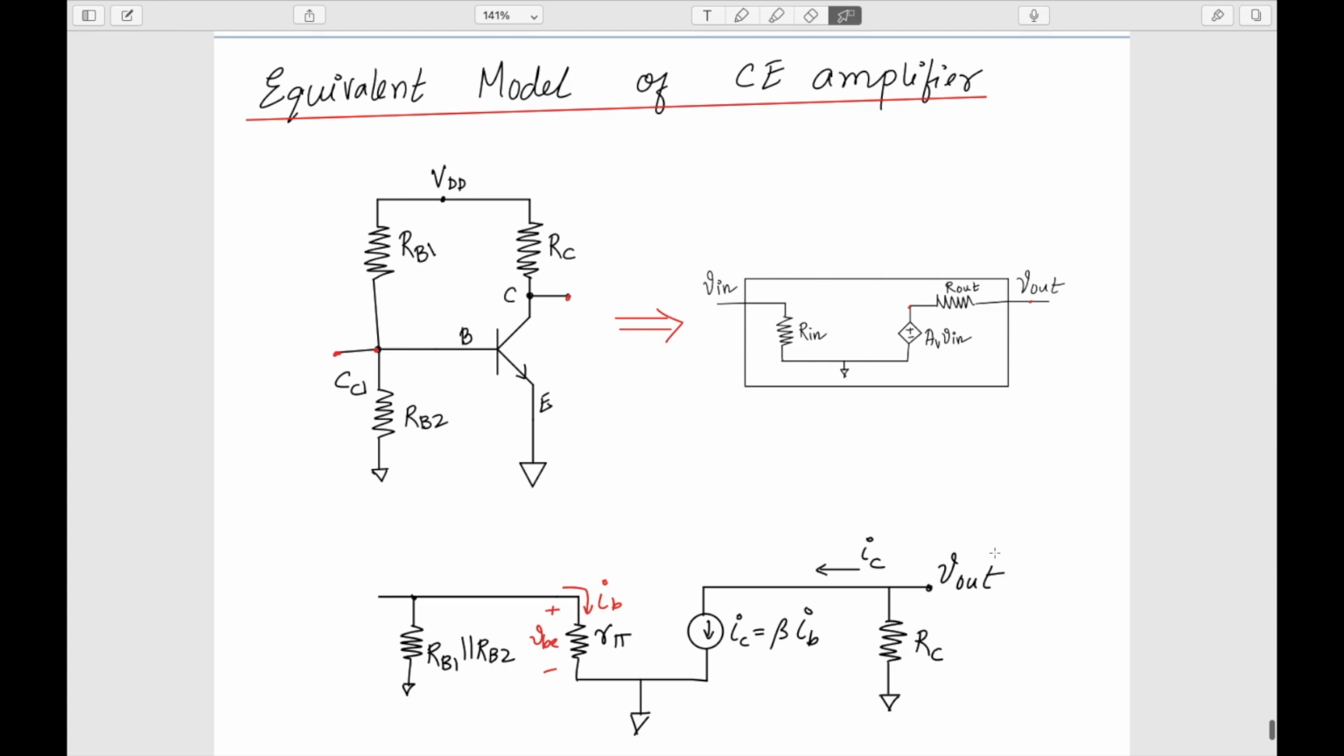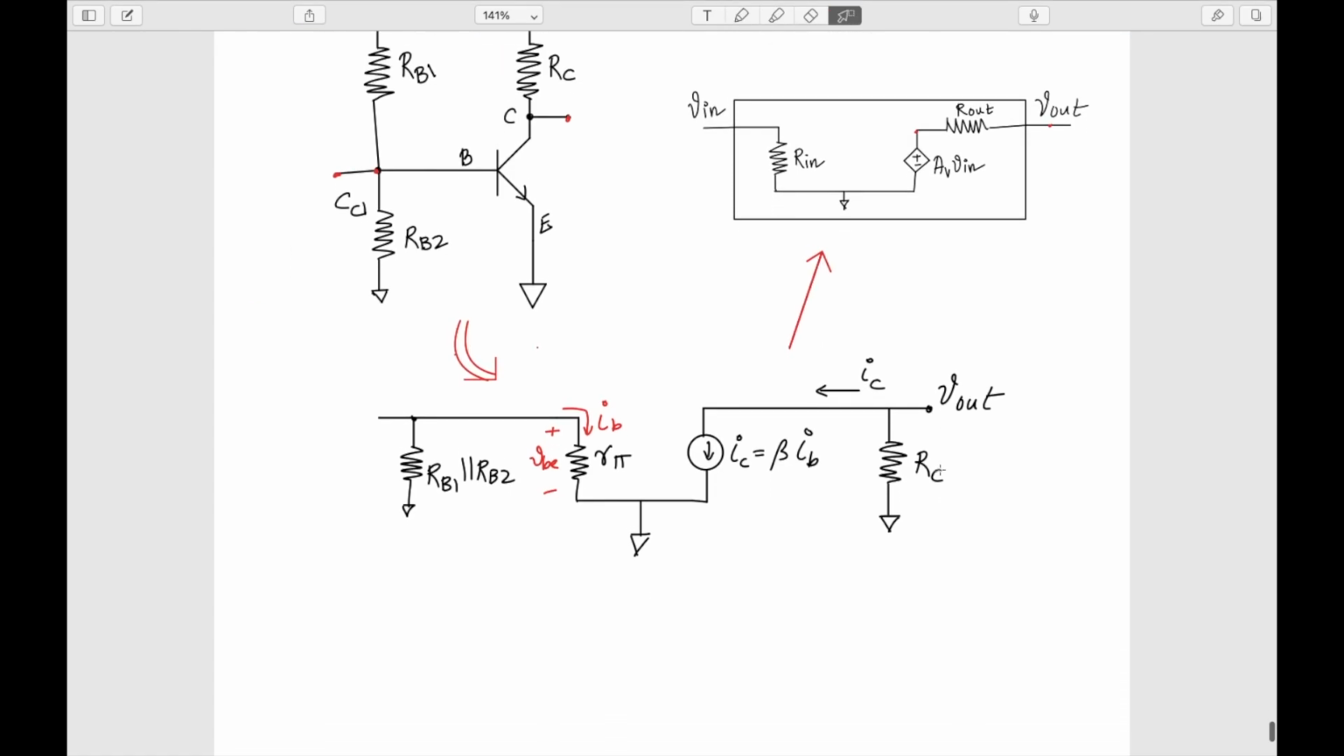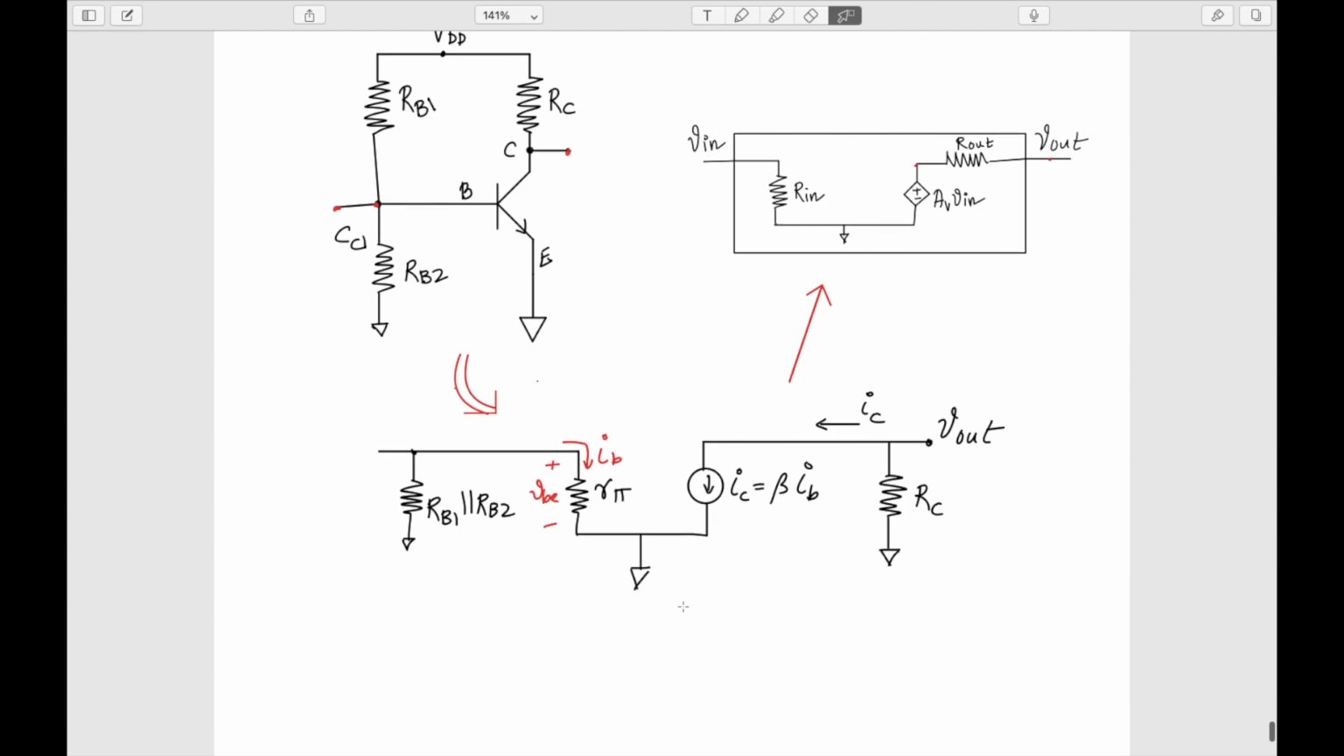So basically we want to get an equivalent model of this one, not exactly this one. So better, the small signal model of this one is this one. And we want to get an equivalent model of this one. So how do we get the equivalent model of this one?